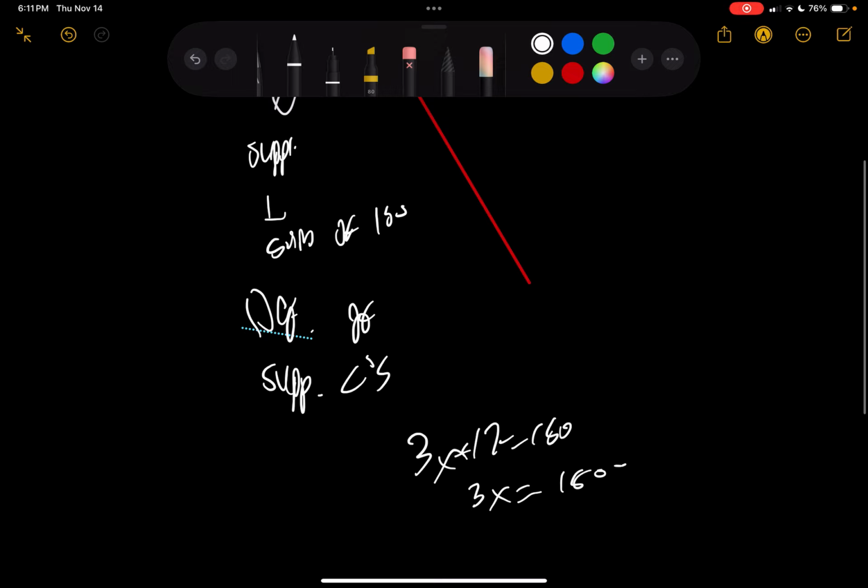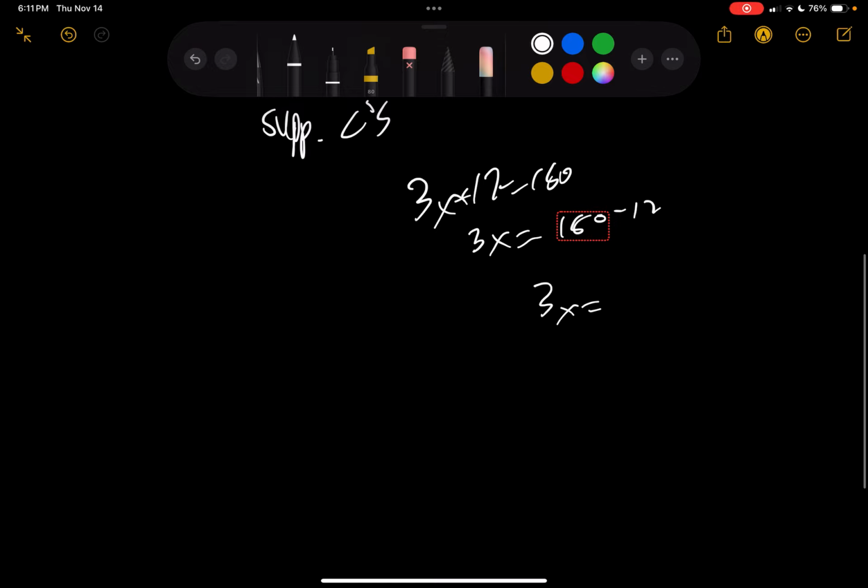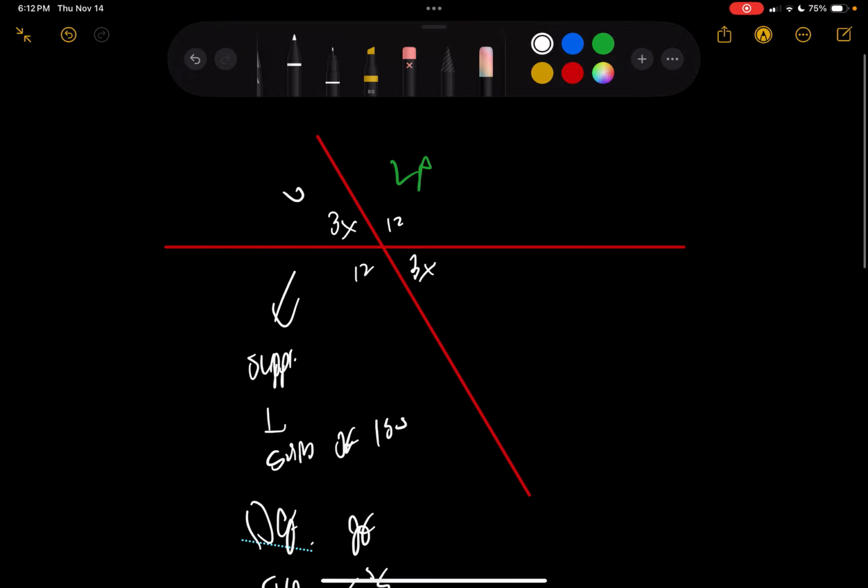3x equals 180 minus 12. 3x equals, I'm going to grab my calculator. This is 168, by the way. I probably made mistakes, so I like to second guess myself. And x equals 168 over 3, which is 56. If you want to plug this in, you'll plug it in here. 56 times 3. Sorry. What is 56 times 3, I may ask? 168. 168 and 12, 180.